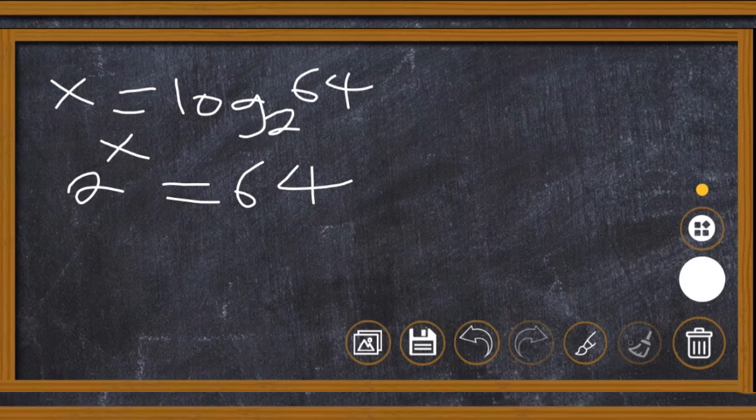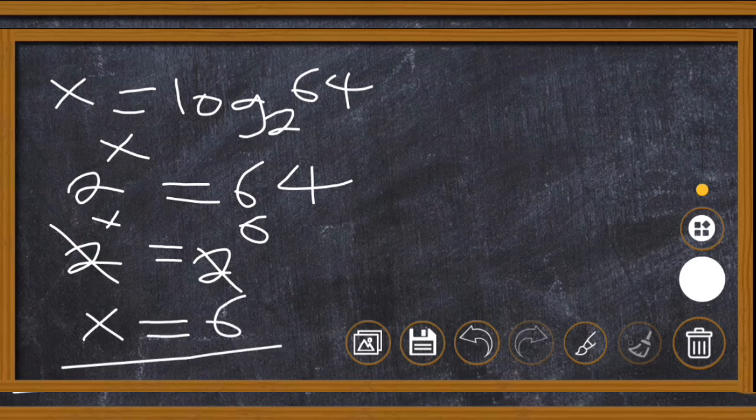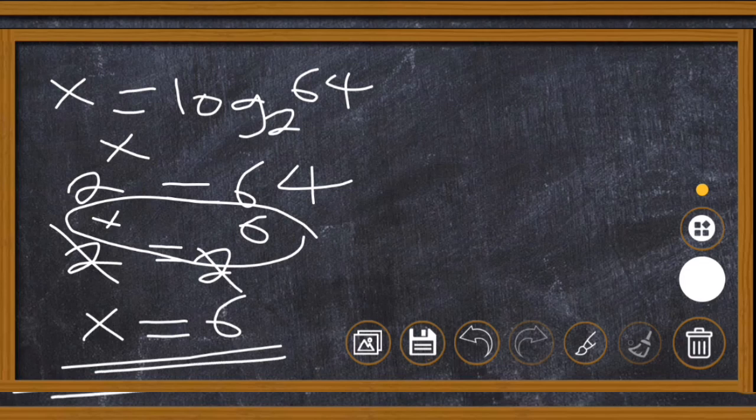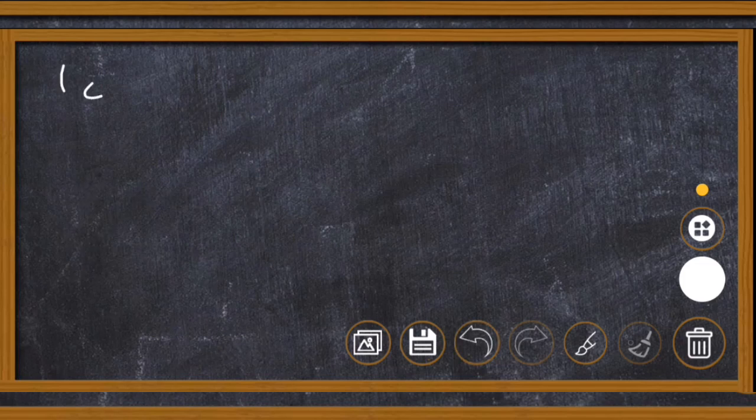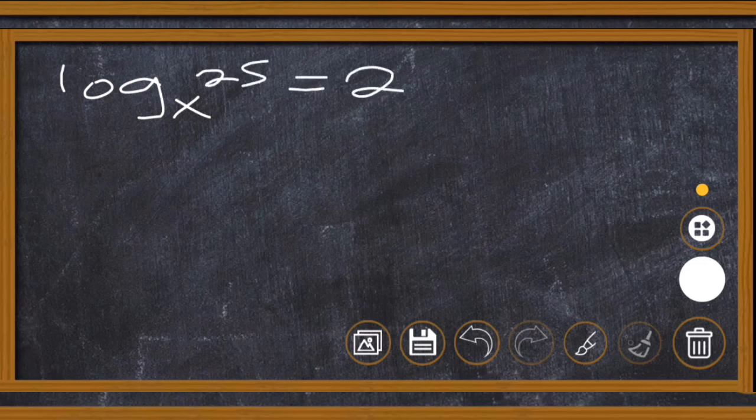Now that we have converted, we can simply solve this expression. We know this is the same as 2 raised to power x equals 64, which is 2 to the 6th power. So this and that cancel since they have the same base, and then we have x equals 6, these powers here. So this is the value of x. Let's look at another example. Let's say we have log base x of 25 equals 2. How can we solve this one?